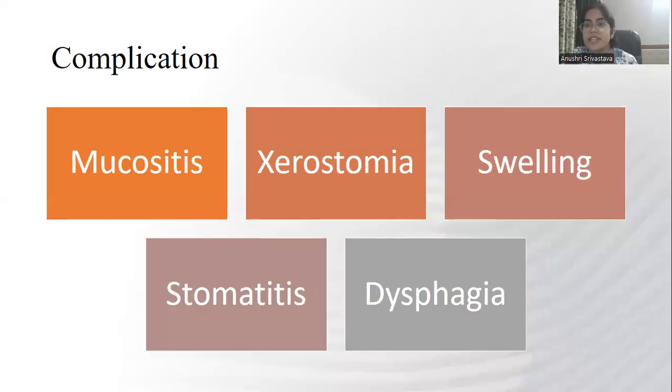So what are the complications of oral cavity cancer? First of all, mucositis. Mucositis means the mucosa will be inflamed. Xerostomia, dry mouth, will be there, swelling will be there, stomatitis means infection of the oral cavity, and dysphagia will be there.